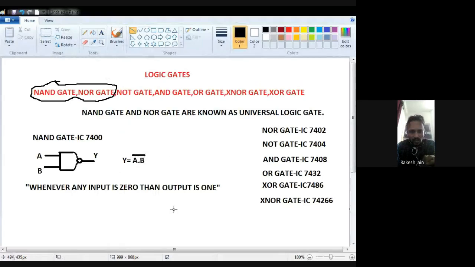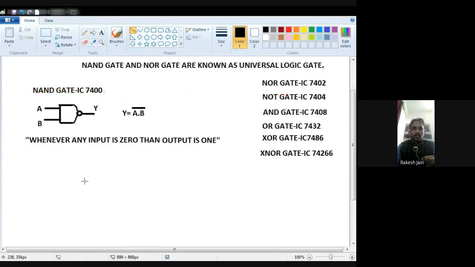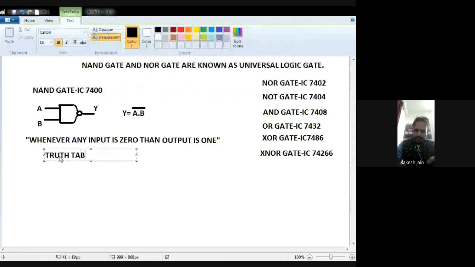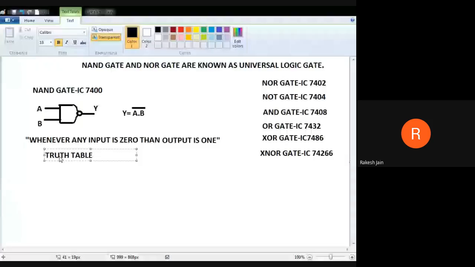What is the output equation for a NAND gate? What is the equation so that we can represent the NAND gate? So Y is equal to A dot B, having a bar over it. Y is equal to A dot B having a bar over it. This is the basic equation of a NAND gate. What is the IC number? 7400. What is the symbol? I just drew the symbol here. Whenever any input is 0, output is 1.